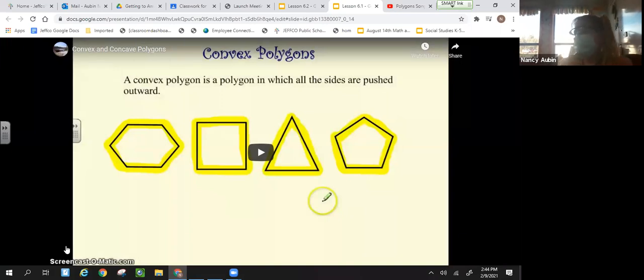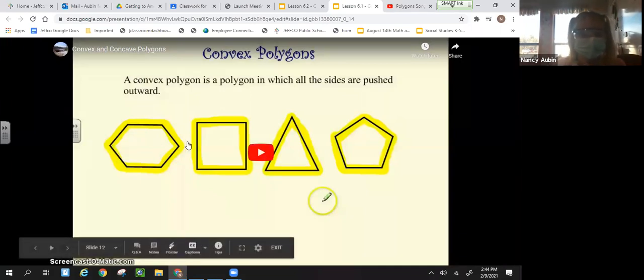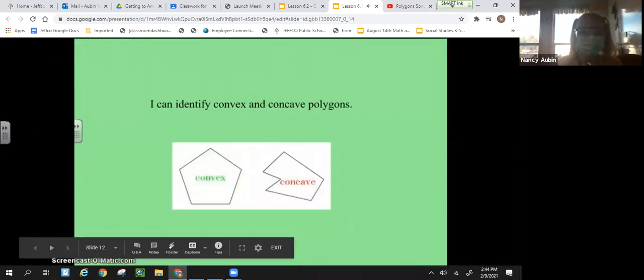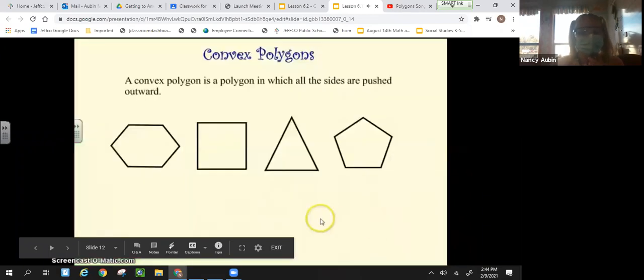This is what some of you were frustrated with today. You're like, what? Mrs. Oven didn't teach me what convex and concave mean? Ah, what does that mean? It is not as complicated as you think. To learn how to identify convex and concave polygons, let's get started.